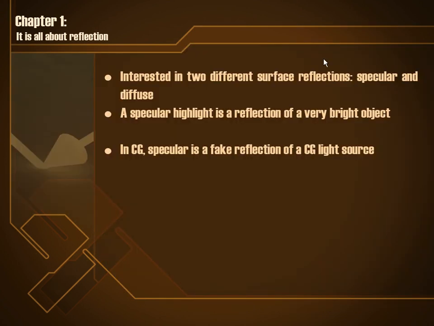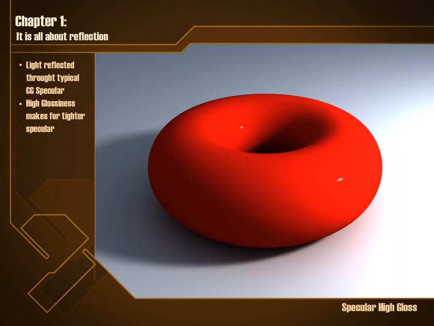Okay, so let's take a step back before we do that and start talking about the different types of reflections that exist in a surface. Surfaces basically have two types of reflection that we're going to talk about: specular reflection and diffuse reflection. When we talk about specular reflections, a specular highlight is actually a reflection of a very bright object. And what's done in CG is that specular is actually a fake reflection of a CG light source. That's done to accomplish it very quickly and give you specular highlights without doing anything special. So let's look at this model here.